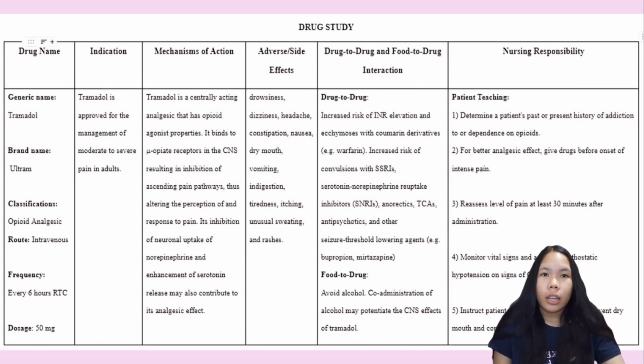Food-to-drug interaction: avoid alcohol. Co-administration of alcohol may potentiate the CNS effects of tramadol. Nursing responsibility, patient teaching: determine a patient's past or present history of addiction to or dependence on opioids. For better analgesic effect, give the drug before the onset of intense pain.